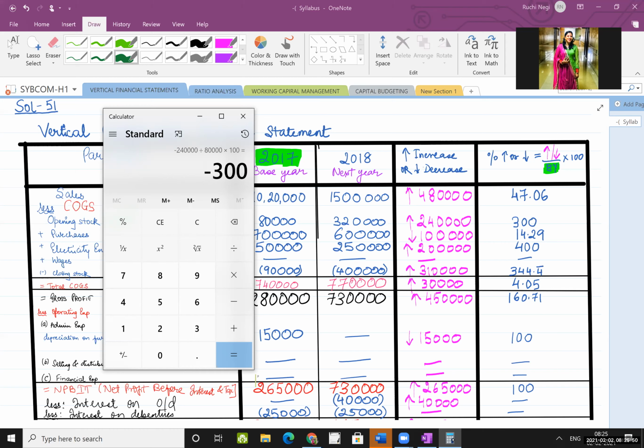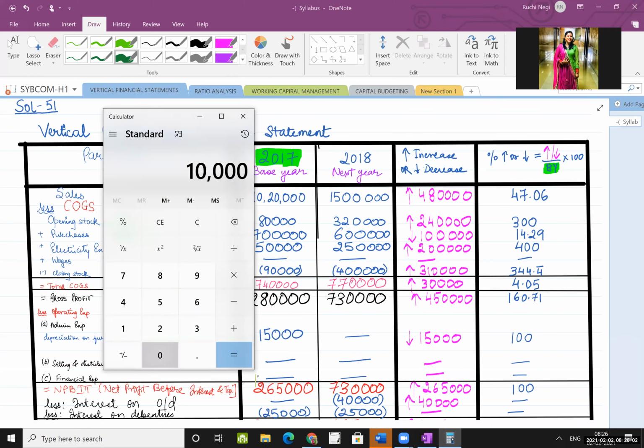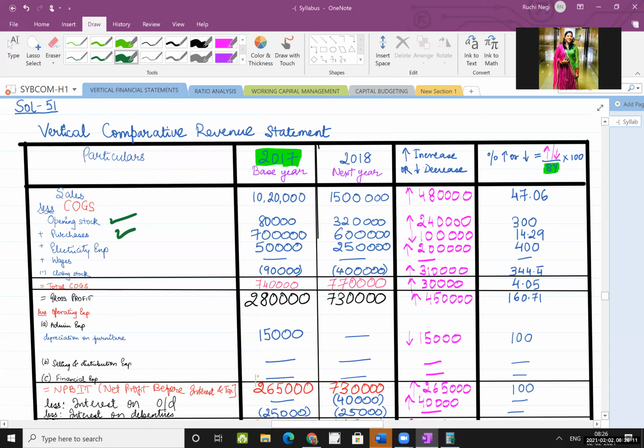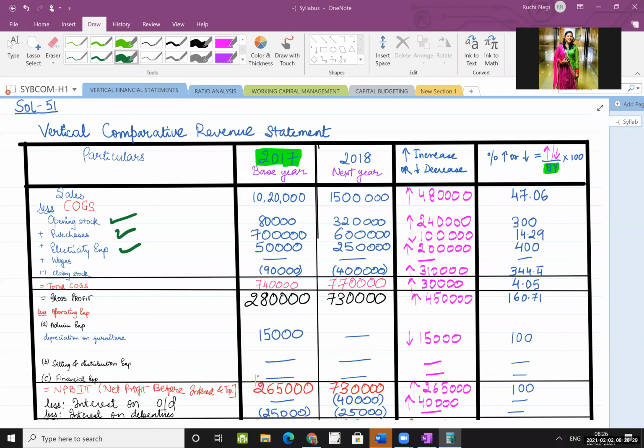Go this way, this will be faster. Next, purchases went from 7 lakh to 6 lakh, so this has reduced. 1 lakh has reduced. So 1 lakh divided by 7 lakhs base year into 100. 14.285, make it 14.29. Next, electricity went from 50,000 to 2 lakh 50, so there is a rise. Take the difference: an increase of 2 lakhs. 2 lakhs divided by 50,000 into 100. 400.